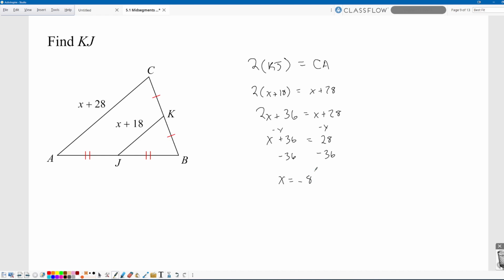So now, to make sure that this is correct, we would take this negative 8 and plug it back in. So you get negative 8 plus 18, which gives you 10. You get negative 8 plus 28, which gives you 20. 20 and 10, those check out. Midsegment is half of whatever it's parallel to, so x equals negative 8 should be the correct answer.